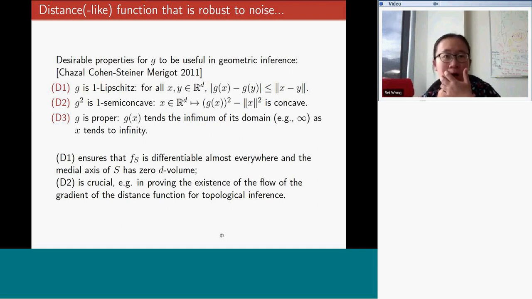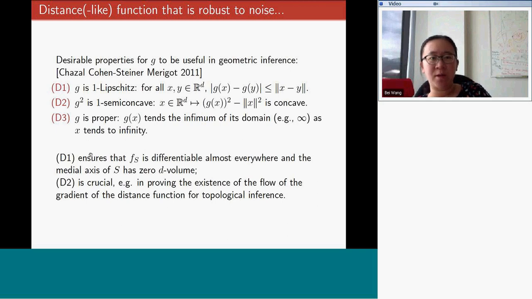And for them to be robust to noise, such distance-like functions have a set of desirable properties, so that they are extremely useful in geometric inference. Number one condition is that such a function should be one-Lipschitz. Second, the square of such a function should be semi-concave, which means that the square minus the squared norm should be concave. The final condition is that it has to be proper, which I'll go into in a little more detail later. It essentially means that as my points go to infinity, the distance-like function also goes to infinity.